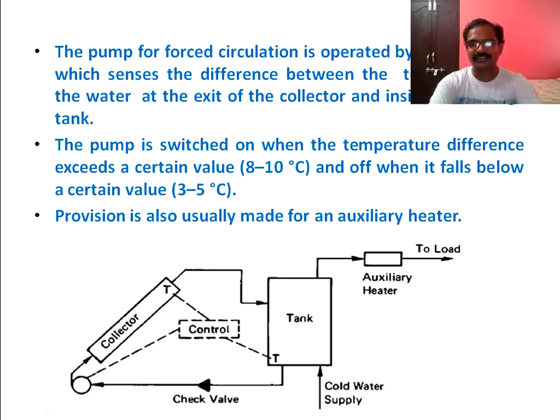In this process, it keeps on checking the temperature difference. While the pump is on, it keeps checking. If the temperature difference between them is around 3 to 5 degrees, which means both are at the same temperature and there is no further heating, then the controller automatically sends a signal to the pump to stop, and it stops. That is how the control system works. In this case also, we provide an auxiliary heater for rainy or colder climates.